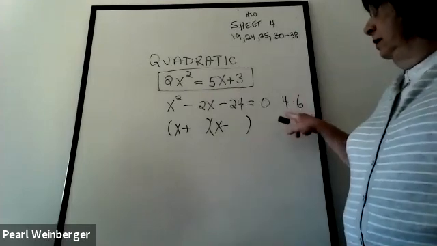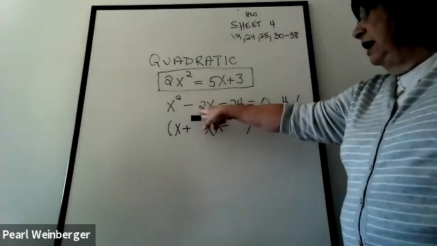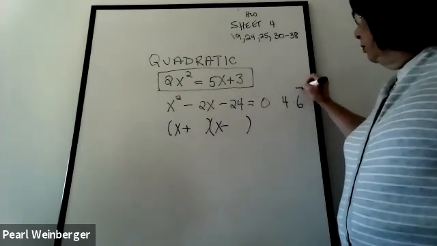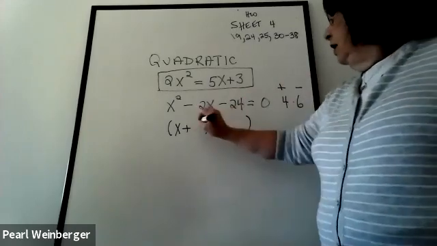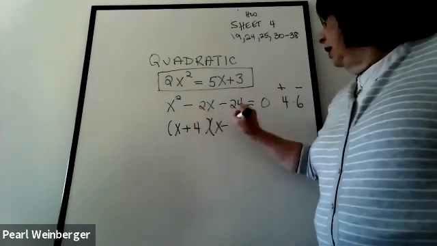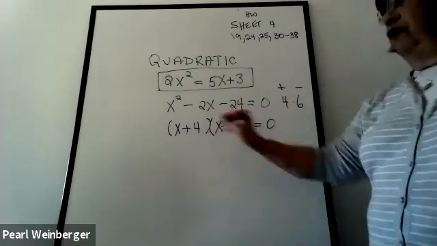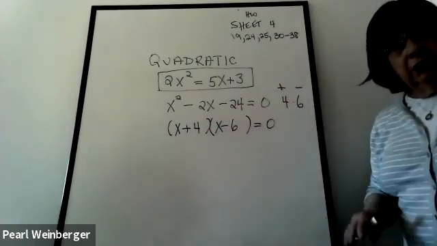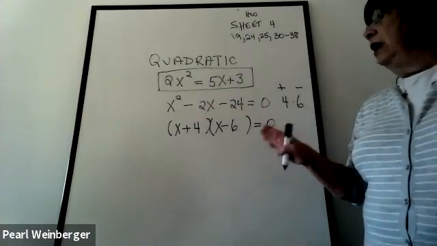And since the middle term is negative, the larger number is going to be the negative one, and the smaller number is going to be the positive one. In other words, it's going to be a +4 and a -6. So this is no different so far than what we did in the last couple of lessons.